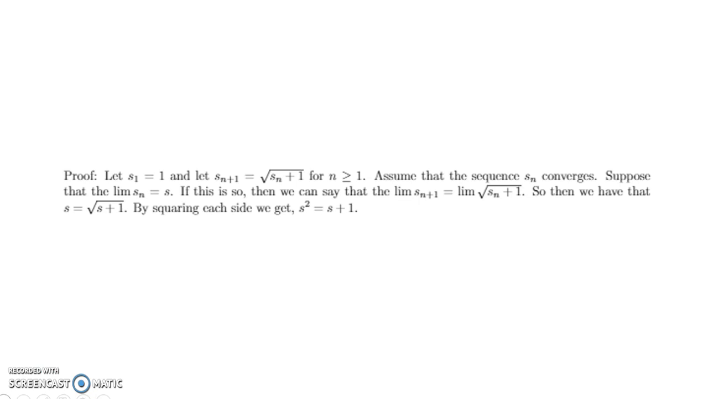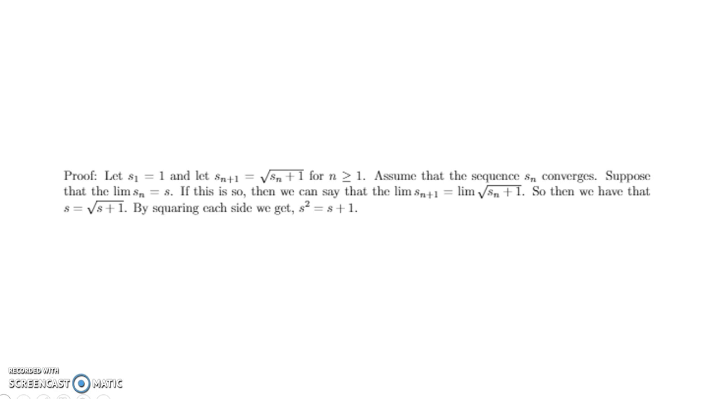In order to prove this, we want to let s_1 = 1 and let s_{n+1} = √(s_n + 1) for n ≥ 1. We want to assume that the sequence s_n converges. We now want to suppose that the limit of s_n equals s. Because we let s_{n+1} = √(s_n + 1), we can say that the limit of s_{n+1} equals the limit of √(s_n + 1). We now have that s = √(s + 1).